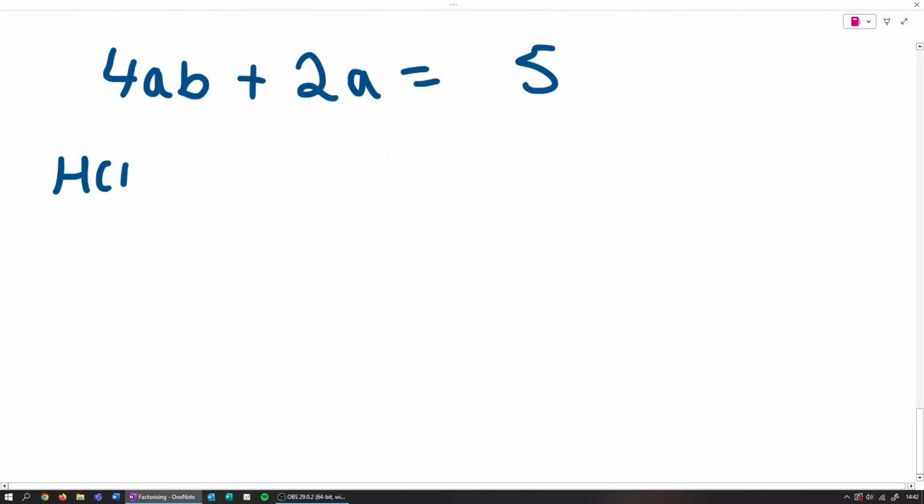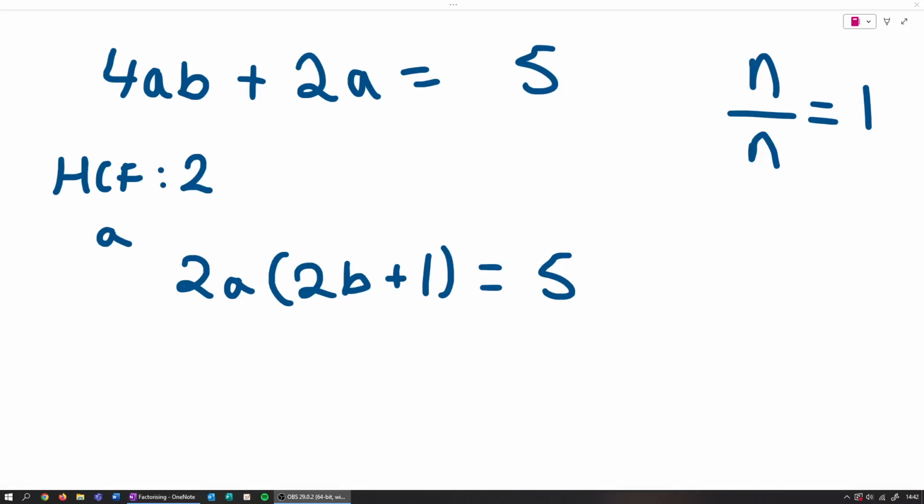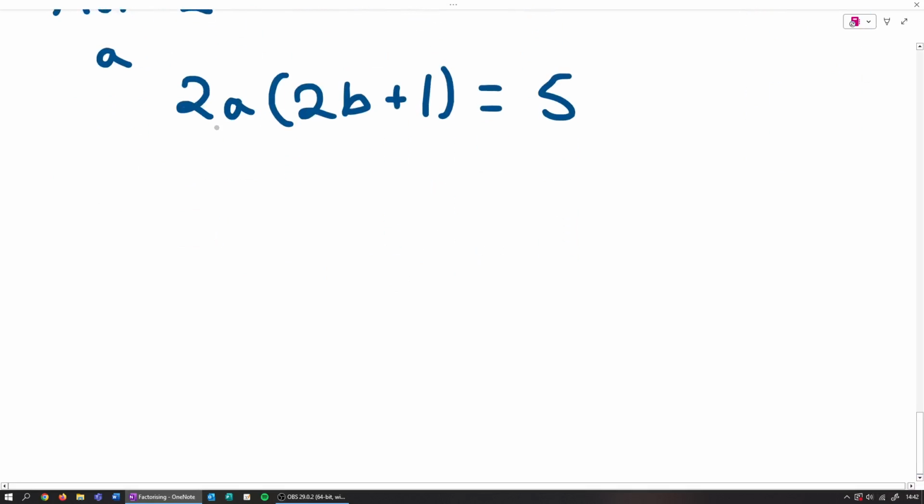Highest common factor of 2 and 4 is 2, and they both share an A. So let's sub the 2 and the A out. In the first bit, we will be left with 2B, and in the second bit, we will just be left with 1, because 2A divided by 2A is 1. In fact, anything in the world, n can be whatever number, whatever you want it to be, if you divide it by the same thing, you always get 1. Okay, so why is this useful? Well, now, as you can see here, we have got the A term by itself here.